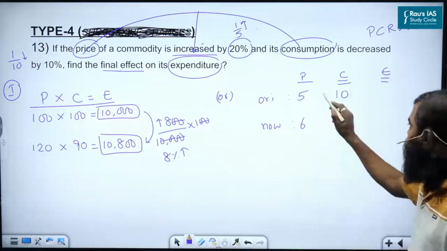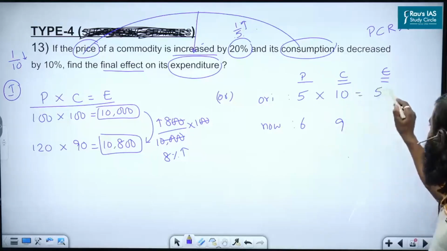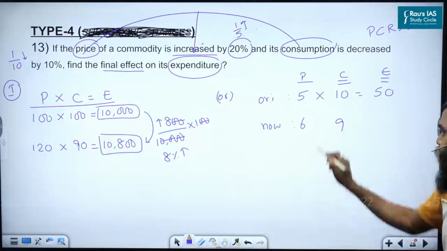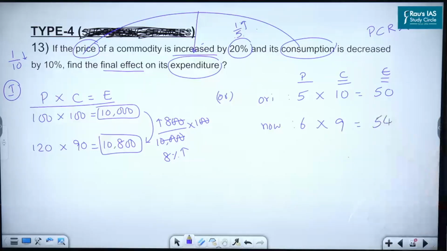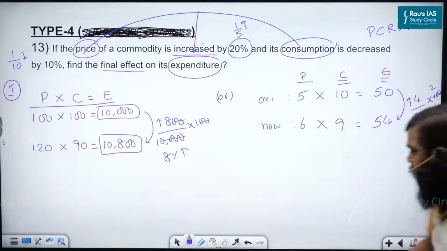Price into consumption, 5 into 10, 50 rupees original expenditure. Price into consumption, new expenditure is 54. Compared to original expenditure, new expenditure is increasing. How much? 4. From where? 50. Percentage means multiply by 100. So 8% my expenditure is increasing. Getting this or not?